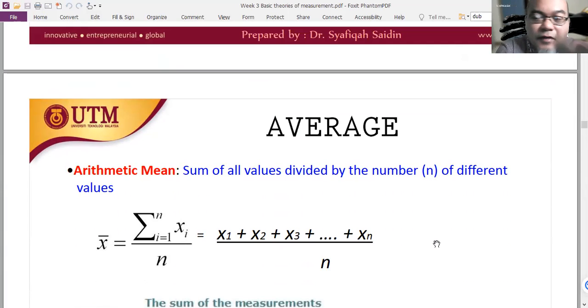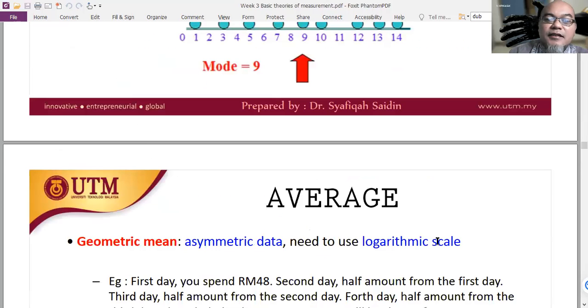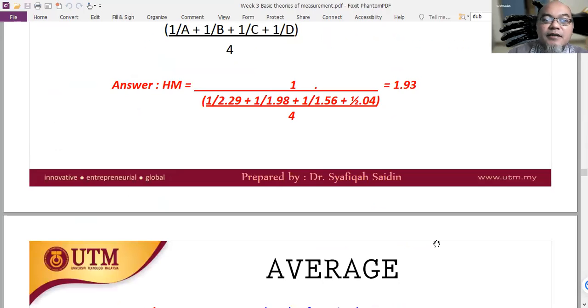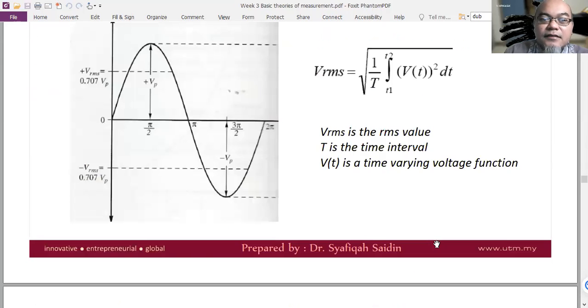But if you want to have more trustable data, you have to do more measurements, actually 5, 6, 7, 10. And we have discussed arithmetic mean, then median, mode, geometric mean, harmonic mean, integrated average when the measured data is continuous, then root sum square, RSS, root mean square, RMS, which corresponds more to energy.